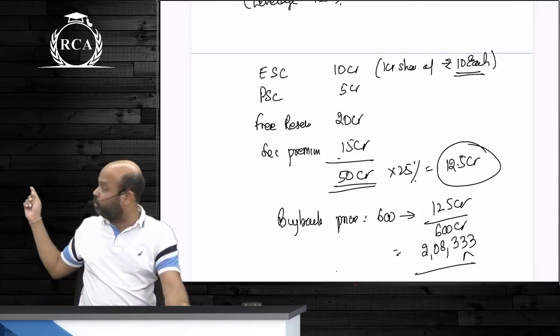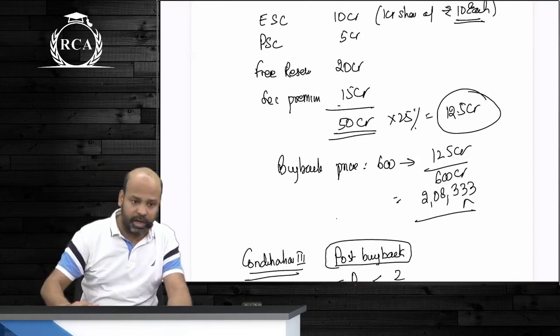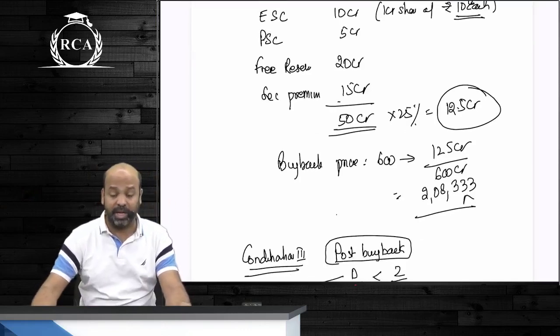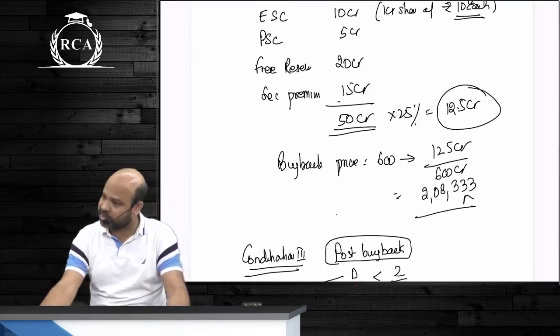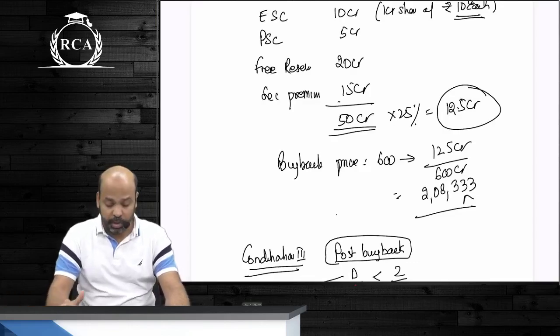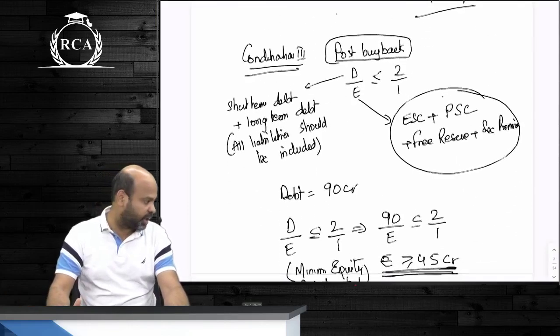I took an example of buyback price being 600, guys. If I divide 12.5 crores by buyback price, I will get the maximum number of shares that can be repurchased as per condition 2. The most important one, beta, was condition 3.